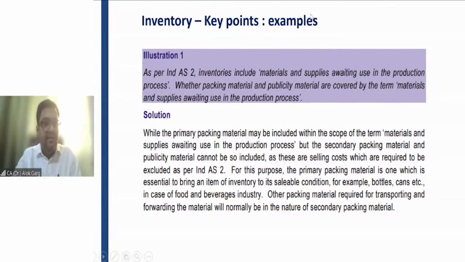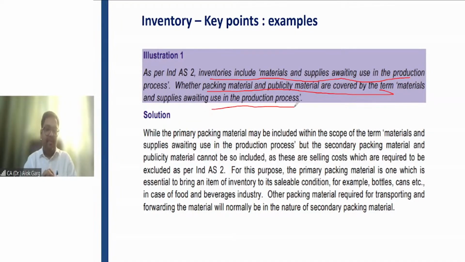Understood? So friends, coming to this illustration, as per Ind AS 2, inventories include materials and supplies awaiting use in the production process. Whether packing material and publicity material are covered by the term materials and supplies awaiting use in the production process. So whether packing material and publicity material, right?